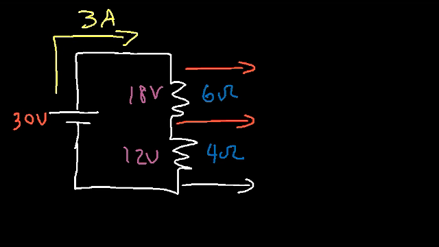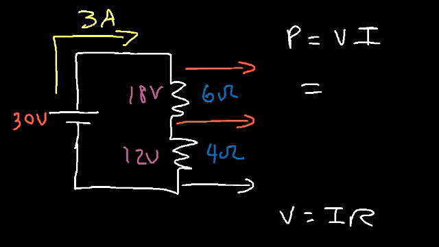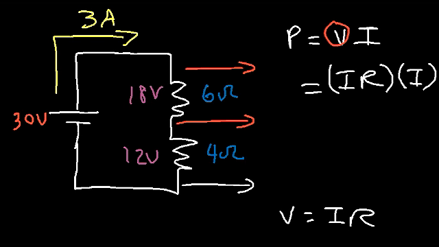The next quantity that we need to calculate is the power: the power delivered by the battery and the power absorbed by the resistors. So power is equal to voltage times current. Now there are two other forms of this equation that you might find useful. Now we know that V is equal to IR. So if we replace V with IR, then we'll get the second form of the equation, which is I squared R.